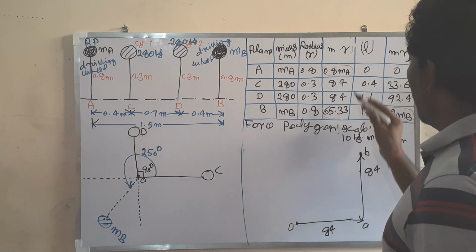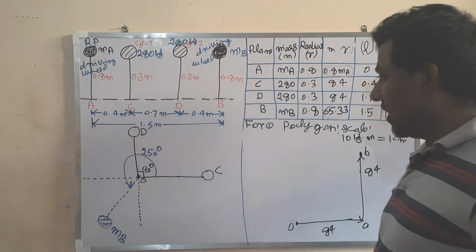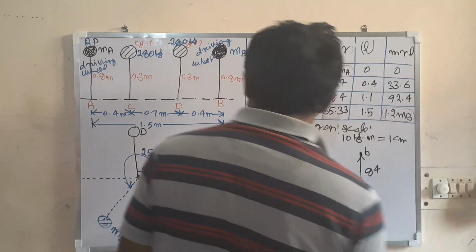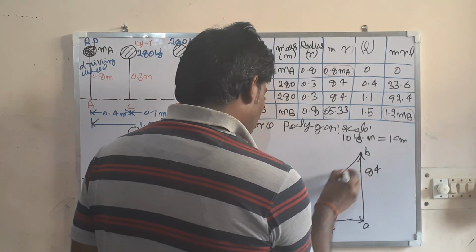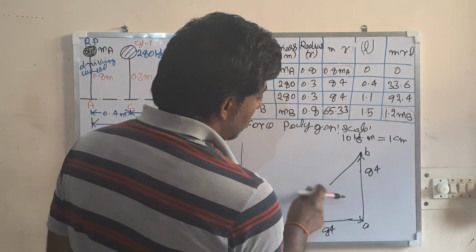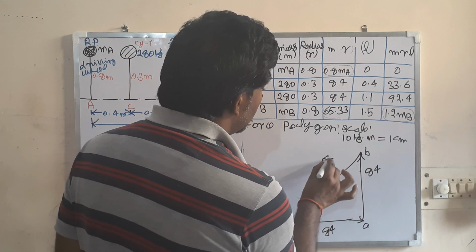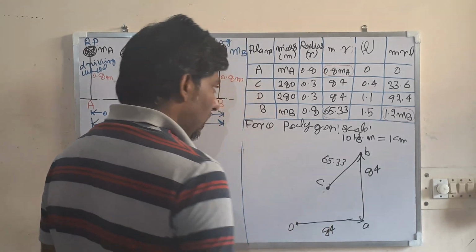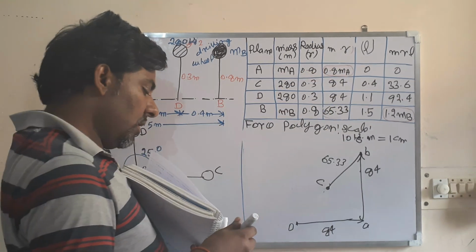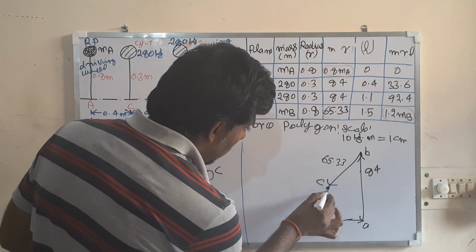Say this is B. Now you draw this B because you know the magnitude and also its direction. That force will be radially outward. So from here you draw a line parallel to this line, equal to the magnitude 65.33. Say this is C. Now all these three you have drawn, and the unknown is what remains. So the closing side will be the unknown.